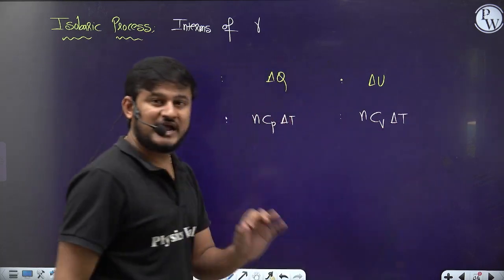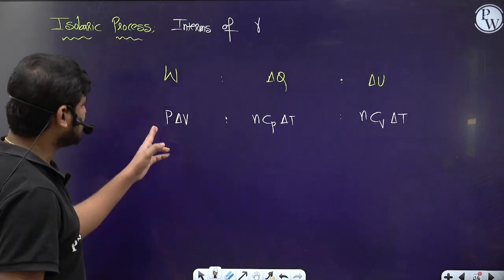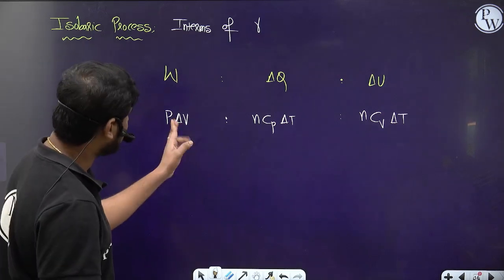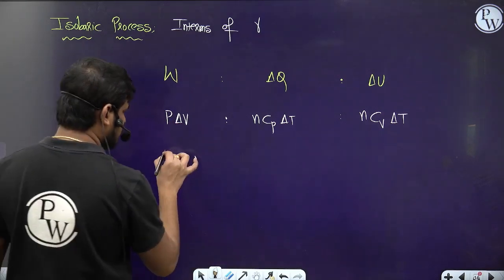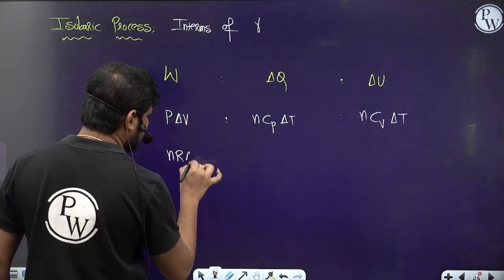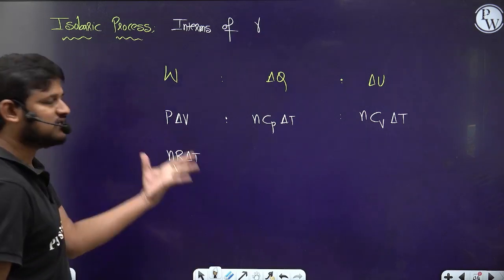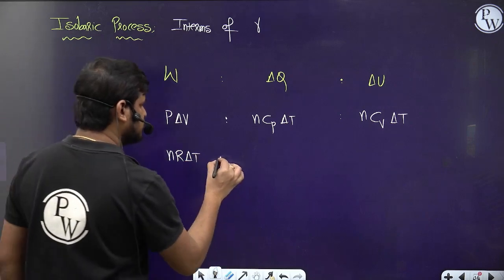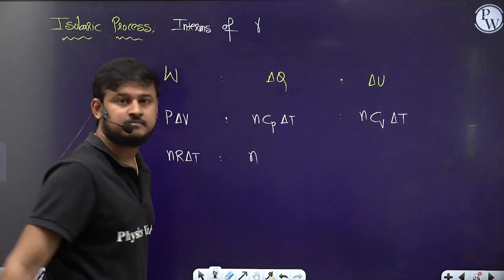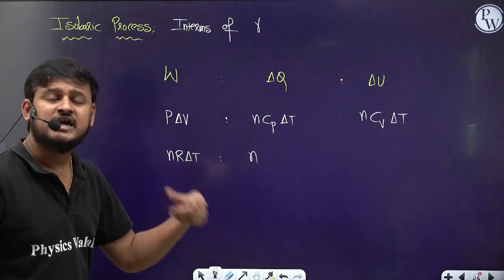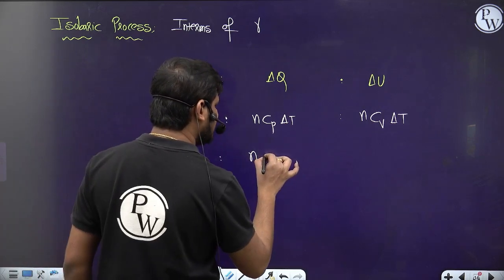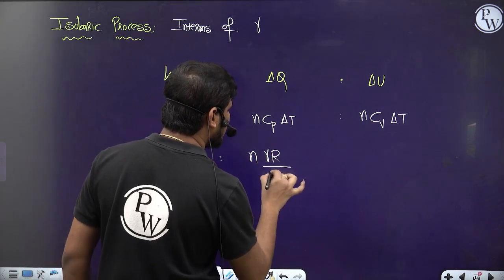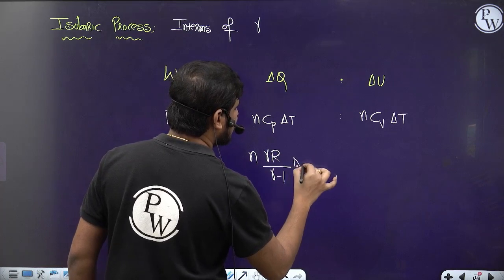Now I need this in terms of gamma. I can't write P in terms of gamma, and I can't write delta V in terms of gamma. So let's write nR delta T. The only thing I can do for the work is this one. So n into what is Cp at constant pressure in terms of gamma? Which is nothing but gamma R by gamma minus 1 into delta T.